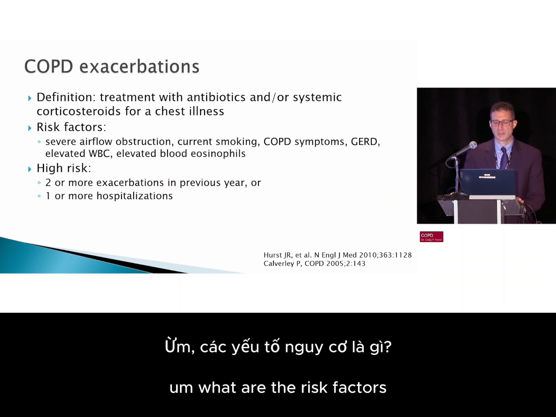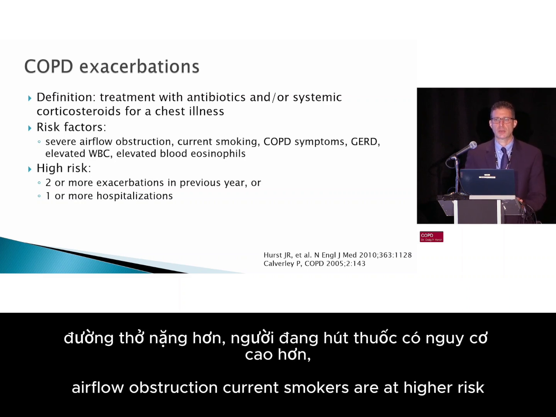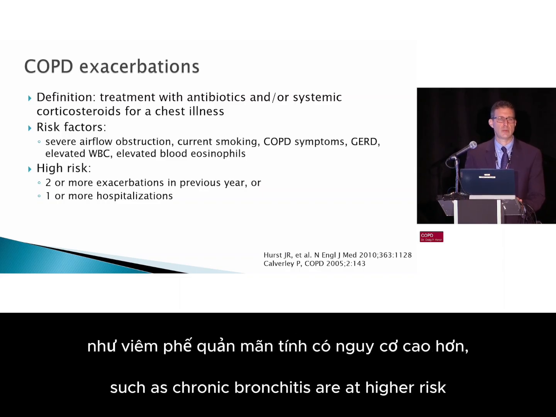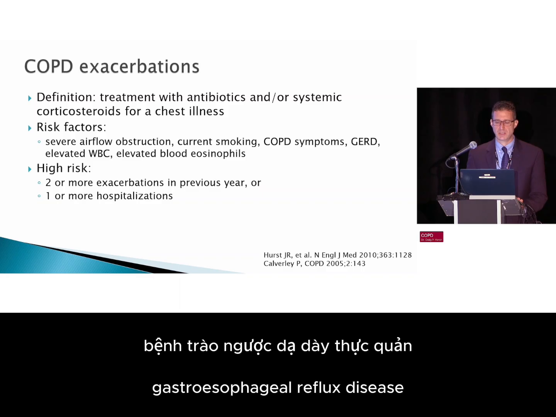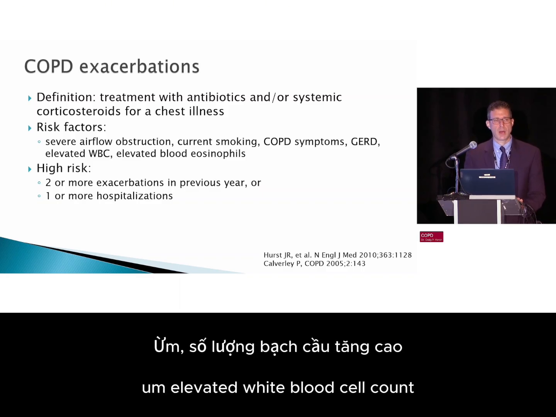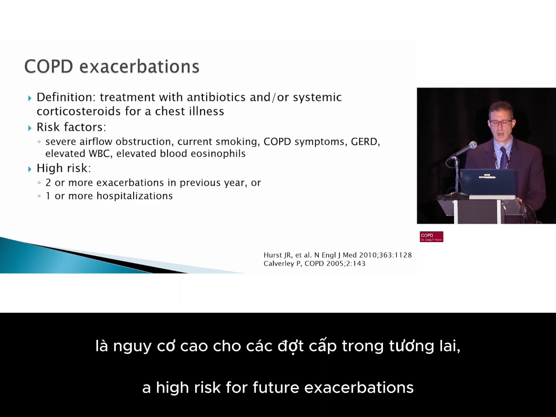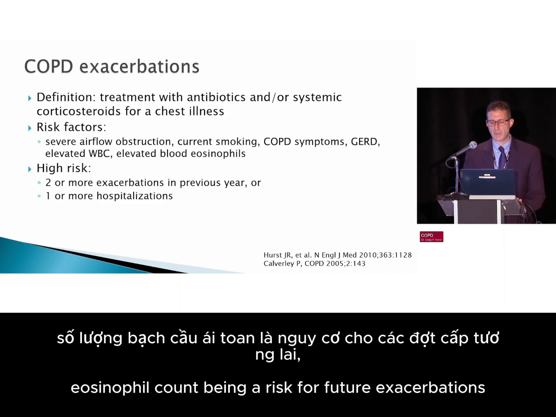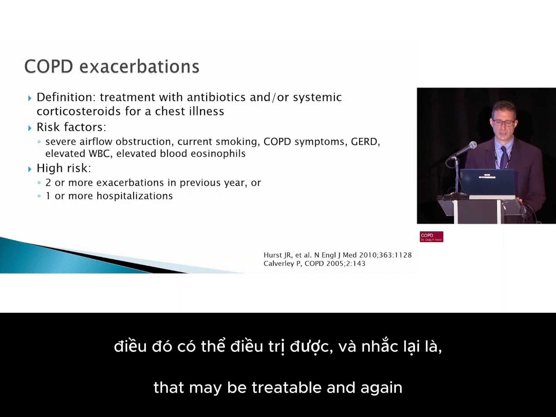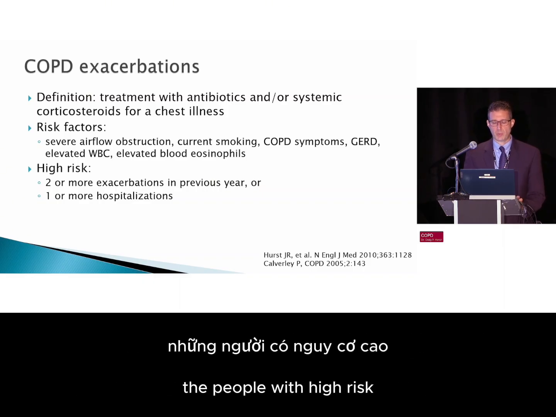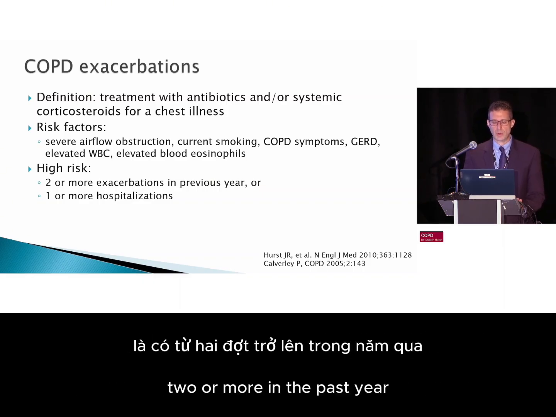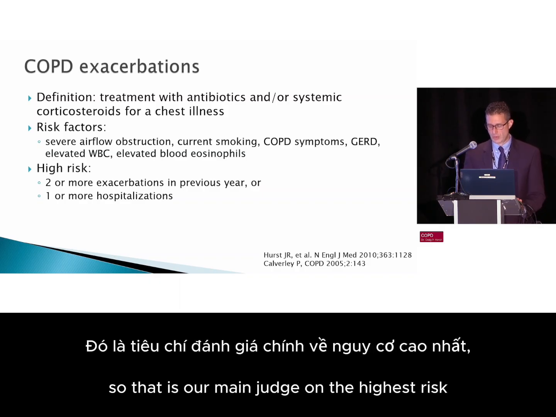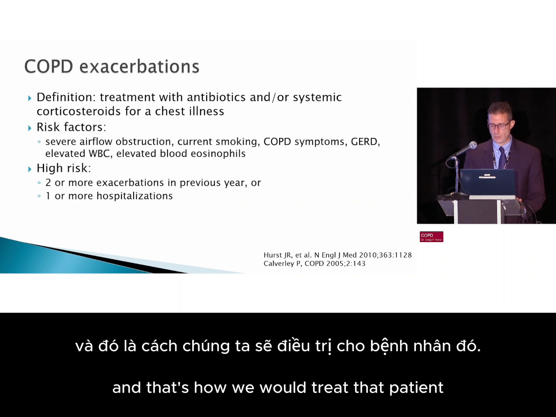What are the risk factors? It's obviously more severe airflow obstruction. Current smokers are at higher risk. People with symptoms such as chronic bronchitis are at higher risk. Gastroesophageal reflux disease puts patients at higher risk. Elevated white blood cell count is a risk for future exacerbations, and we already talked about elevated blood eosinophil count being a risk for future exacerbations that may be treatable. And again, the people at high risk have 2 or more in the past year, or 1 or more hospitalizations. So that is our main judge on the highest risk, and that's how we would treat that patient.